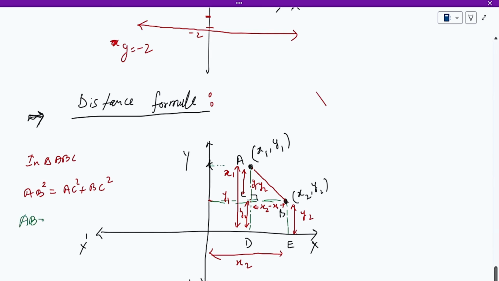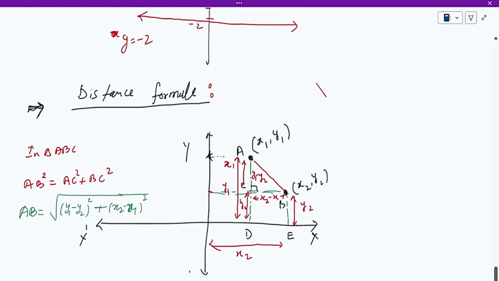AB is equal to the square root of AC square. AC we have how much? Y1 minus Y2. So Y1 minus Y2 whole square plus BC is what? X2 minus X1. I mean X2 minus X1 whole square, right? So this is what we have.